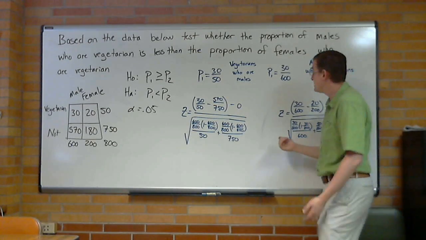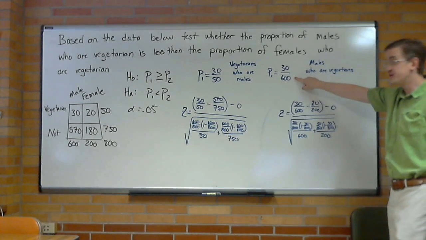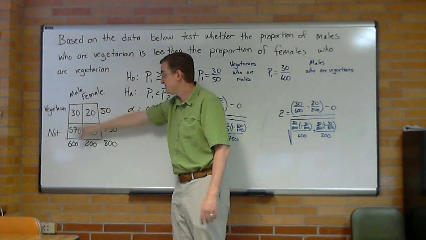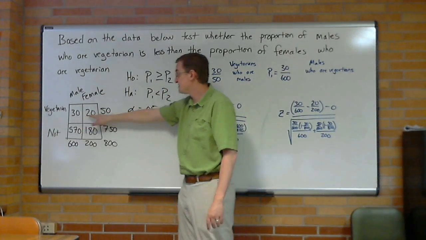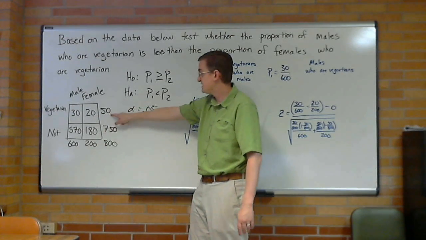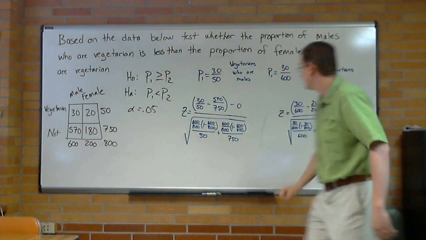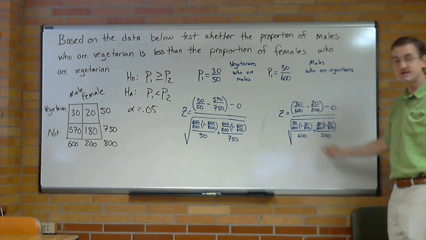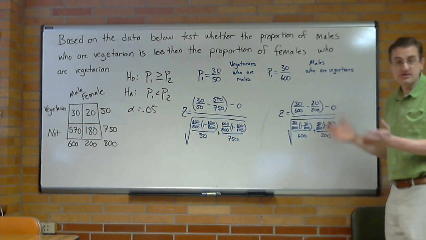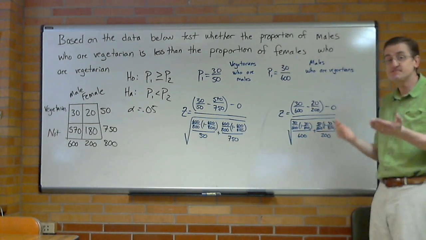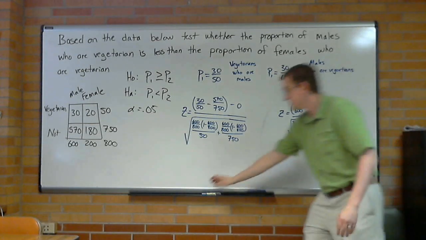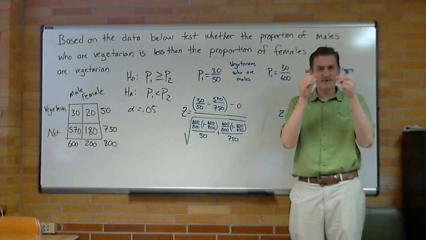But is it better than the other way? Here we're using 30 out of 60, which was going down the column instead. So the other proportion would be 20 out of 200. And the pooled would be 50 out of 800. And so if we calculate these, we want to know which one's giving us a better test, but I don't have a calculator. All I have is a marker and my glasses.